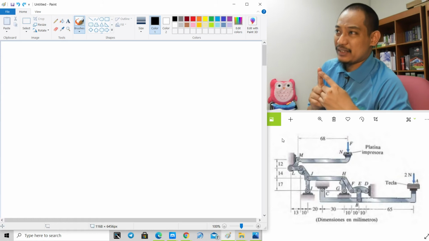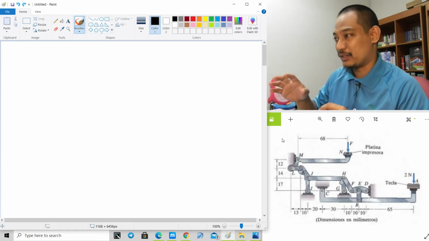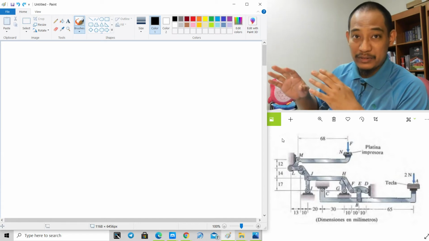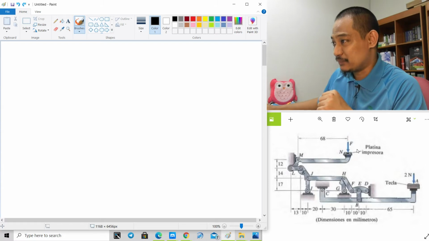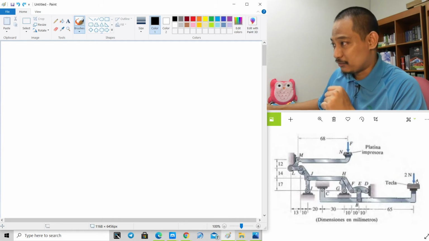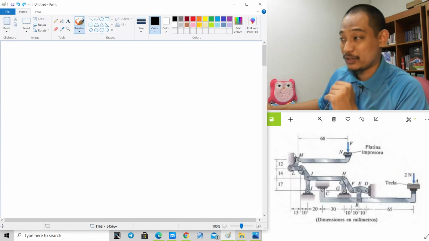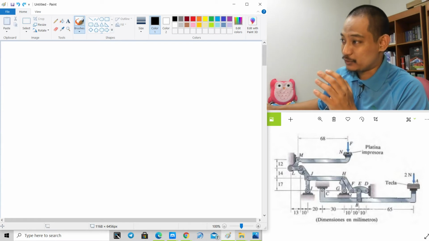Now, the first thing that you have to understand in this kind of problem is to identify what the members are and how they are connected to each other. If you can see here, all of these are connected between one another by pins. For example, we start from here. This is pin, pin, pin, and so on. All of those are pins. So this is a frame.